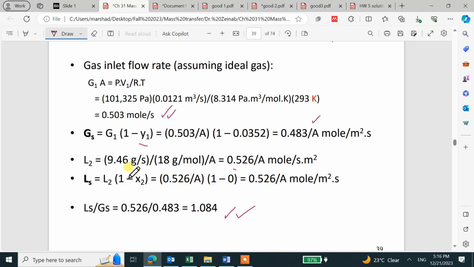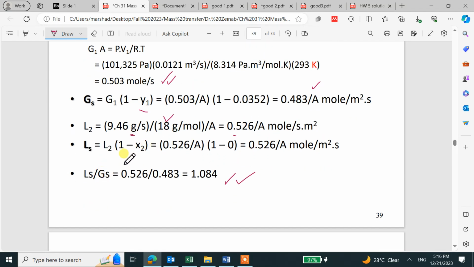L2 is this. Gram per second changes to mole, divided by the molecular weight. L2 times 1 minus X2. X2 is 0 because the solvent is free from the solute. There is no solute there, right? So LS over GS is this.